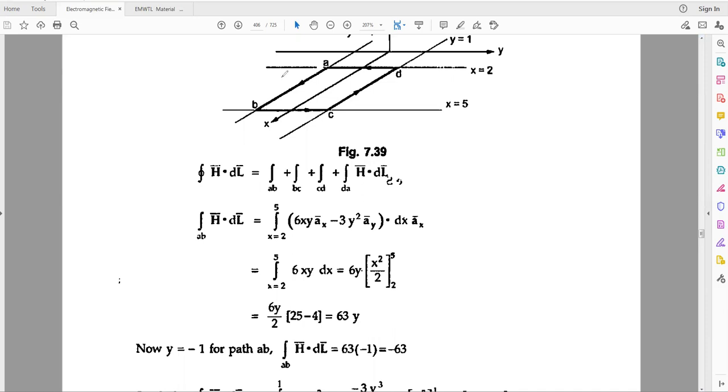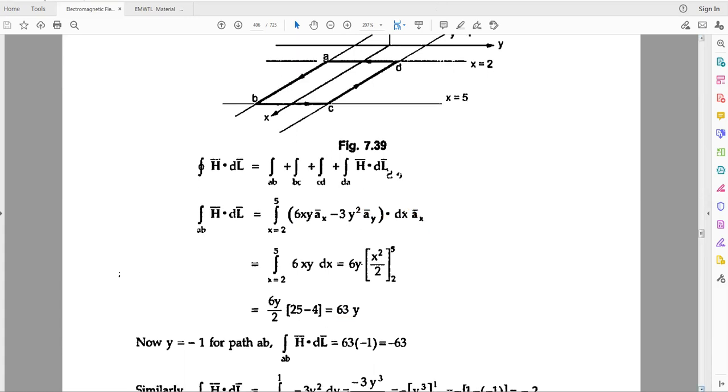Carefully observe, my dear students. It's a_x bar, dx into a_x bar. So a_y bar dot a_x bar is 0, the second term gets 0, and you get only the first term: 6xy dx, since a_x bar dot a_x bar is equal to 1. So 6y into the integral of x, which is x square by 2, upper limit 5 and lower limit 2. Substituting the values gives 63y. At y is equal to 1 for the path AB, the integral of H bar dot dl bar is equal to 63.